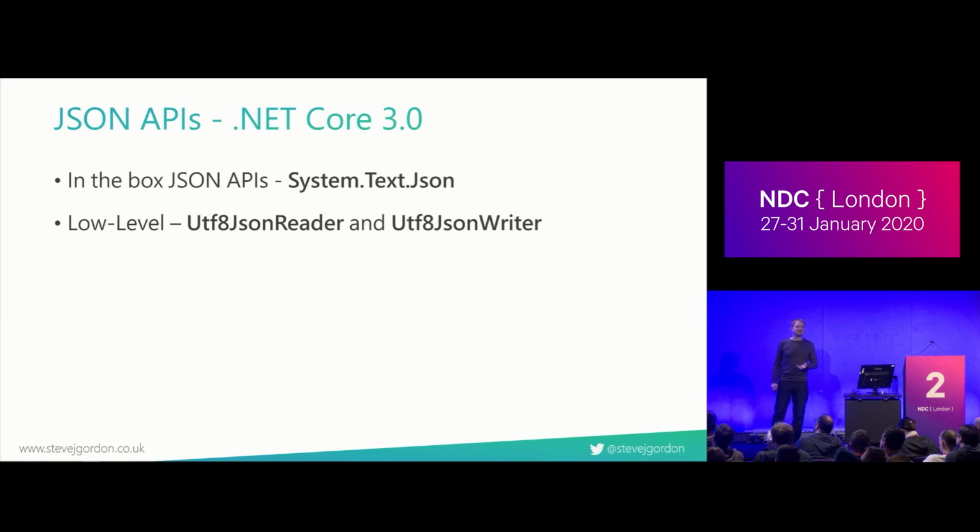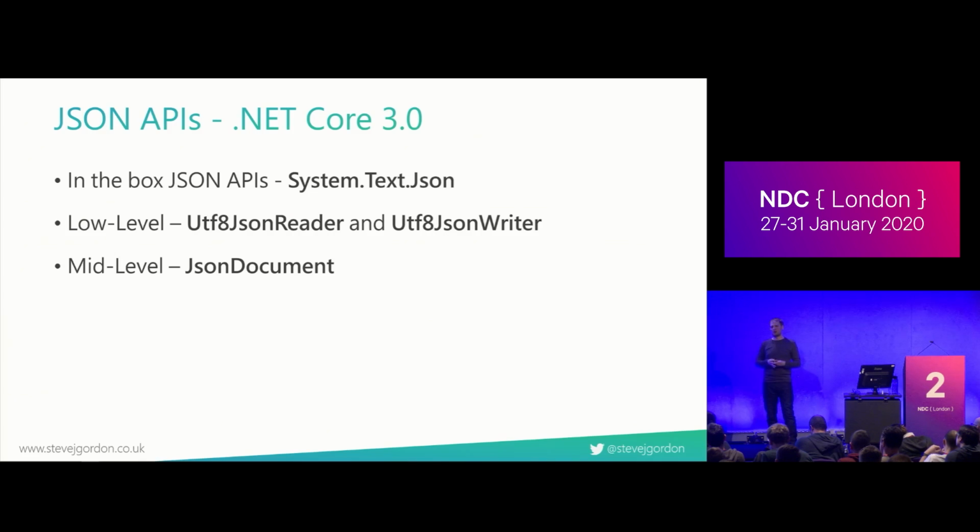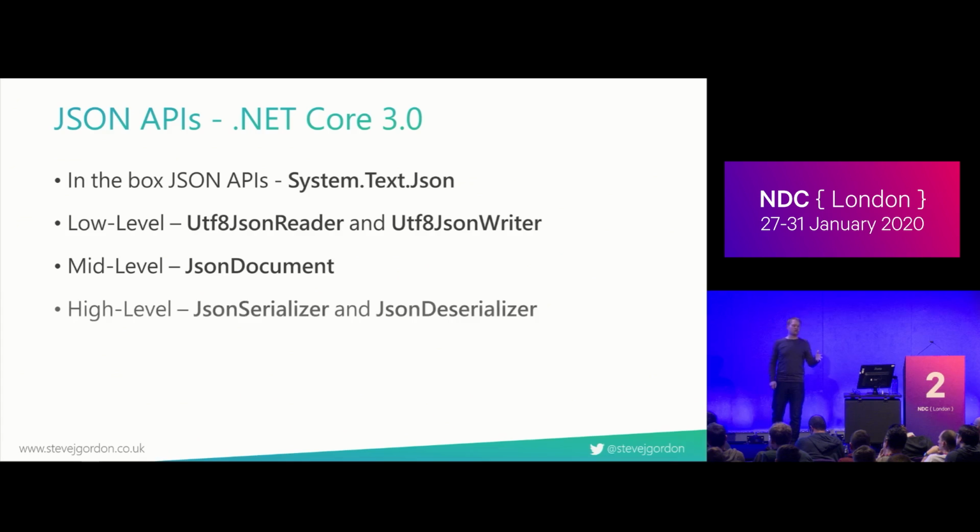If you're actually reading data, a slightly less verbose and slightly more efficient way to do it is with the JSON document type that they've added. This is essentially a read-only view that in most cases might not even allocate any heap memory when it's working. It gives you essentially a document object model of JSON that you can parse your way through if you want to. And then at the very top level, we have a regular serializer and deserializer that are optimized.